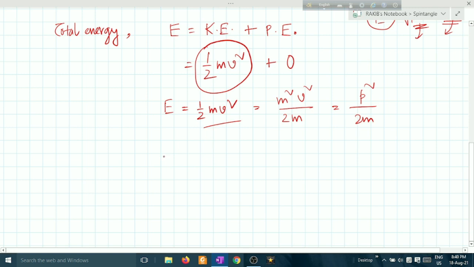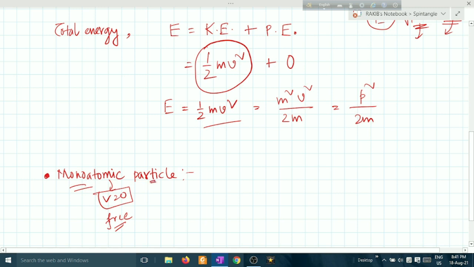Now I'm moving to another point, the monoatomic particle. Monoatomic particle, indistinguishable particle, these are clear to you, I think. Monoatomic particle means monoatomic free particles. This particle's potential energy is what? In this case, potential energy is 0. That means the particle is free to move from anywhere to anywhere.